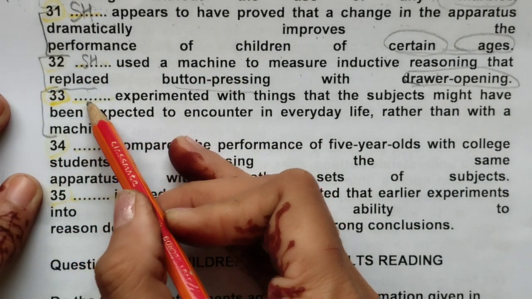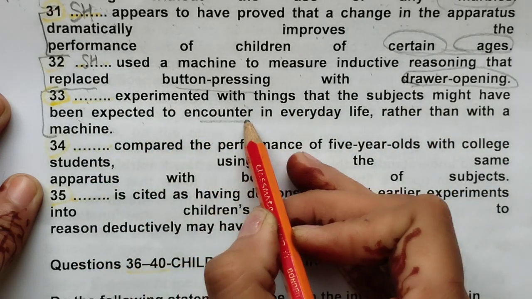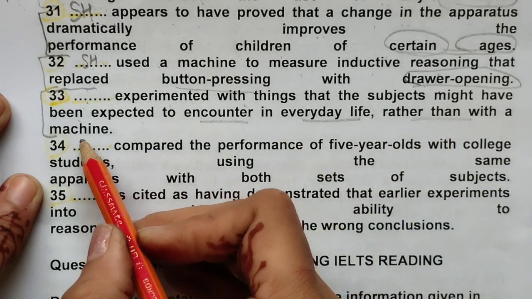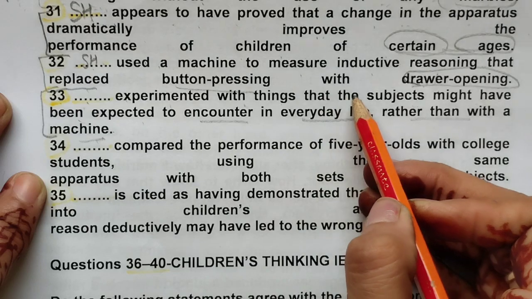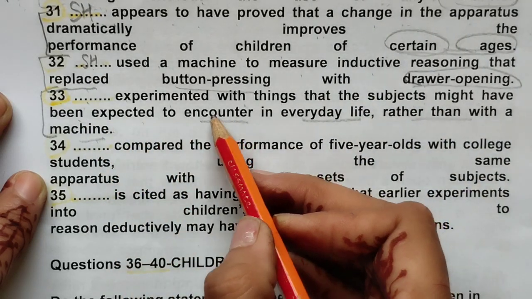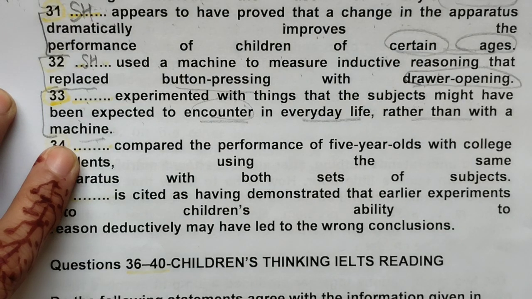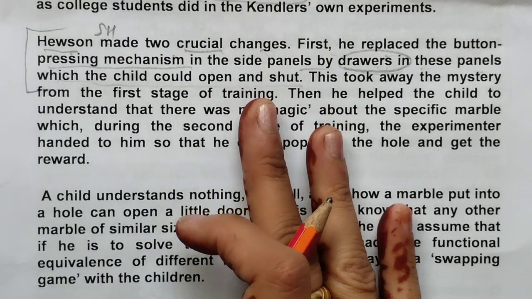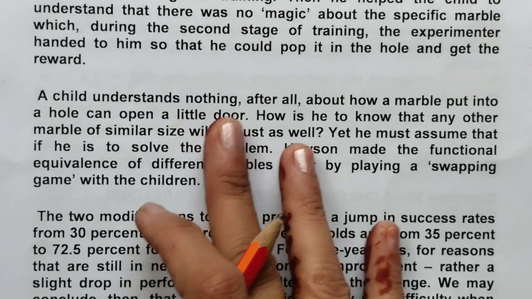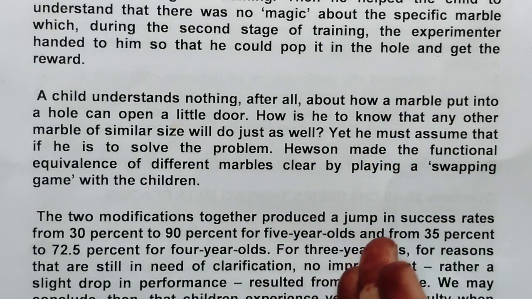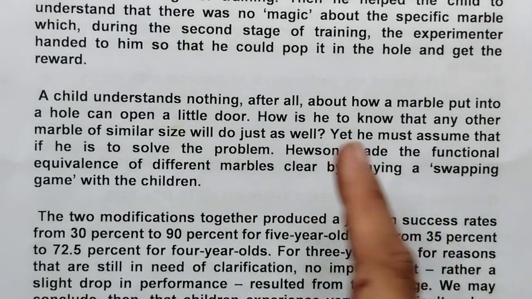See this: dash experimented with things that the subjects might have been expected to encounter in everyday life rather than with a machine. Okay, let's find it. So here this paragraph we have done. Now coming to the next paragraph, it's not necessary that this will come in logical order. Sometimes wherever the person name is given, we can get the answer.